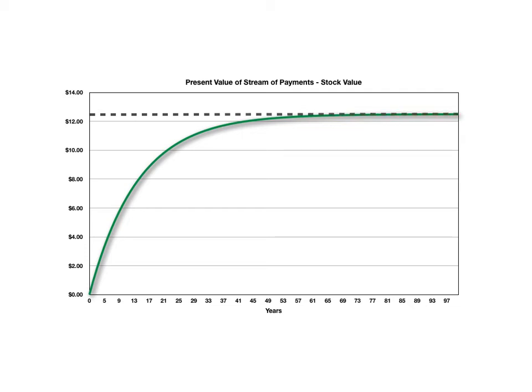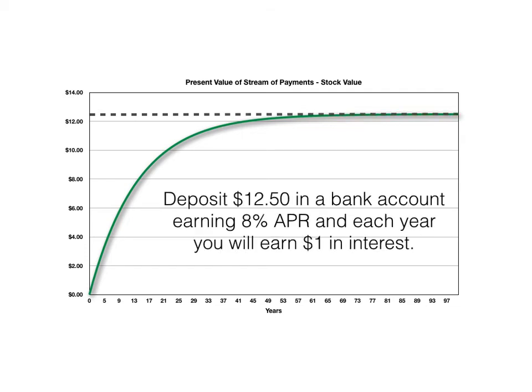Here's where it plateaus, and the simple explanation is this: if you were to deposit $12.50 in a bank account that was paying 8% interest, each year you could withdraw $1 and not ever buy down or take out any of the principal of the $12.50. So eventually, over a long enough period of time, that present value simply plateaus at whatever it would be for the opportunity cost. It's also the other factor, too, that something 100 years down the road is worth very, very little to us today.